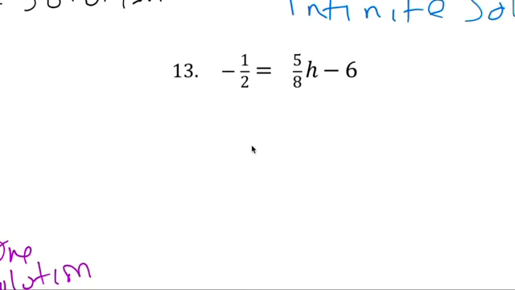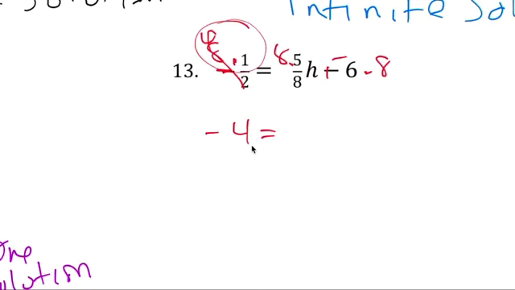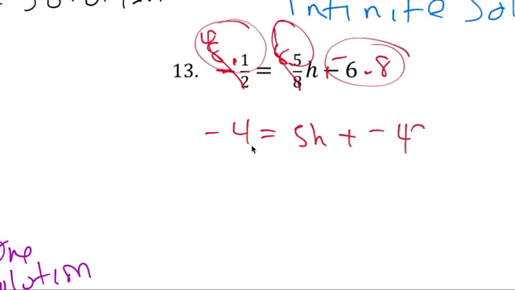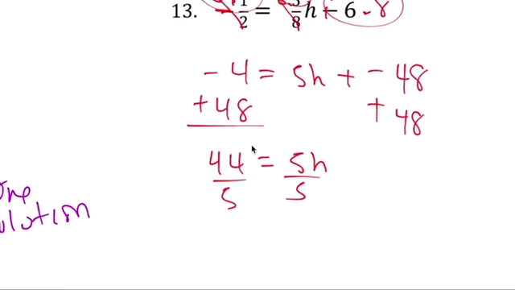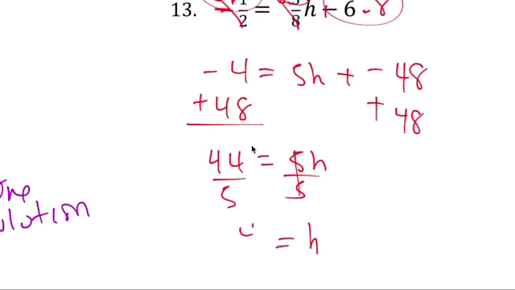Multiply all this by 8, additive inverse. Divide that as 4. 4 times 1 is negative. There's a negative there, so that's a negative 4. That goes into 1. 1 times 5 is 5h, plus multiply that together, you get negative 48. Add 48 to both sides, you get 44 equals to 5h. Divide by 5. h is equal to 44 over 5. This is called one solution.